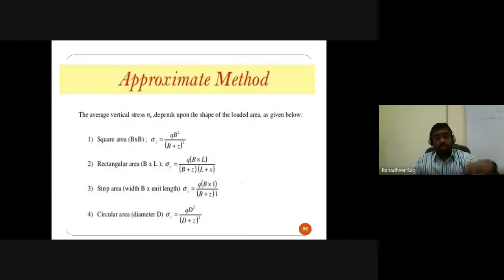So here the foundation, if it is a rectangular foundation, we understood. In the case of a square foundation, L and B are the same. So what happens in the numerator? Q into L into B automatically becomes B square, divided by B plus Z into L plus Z. L plus Z is also nothing but B plus Z. So it becomes B plus Z whole square. So this is for the case of your rectangular one. This is not L plus X, rather it is L plus Z.